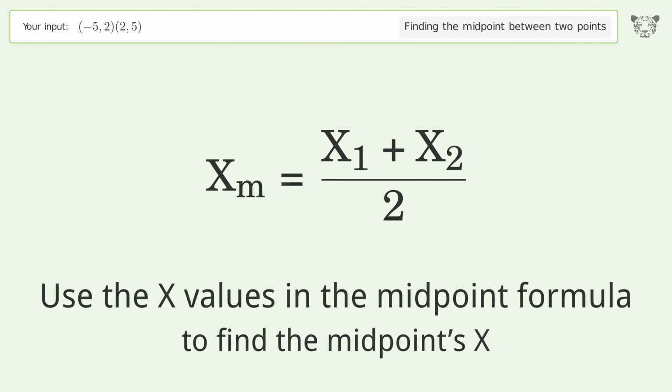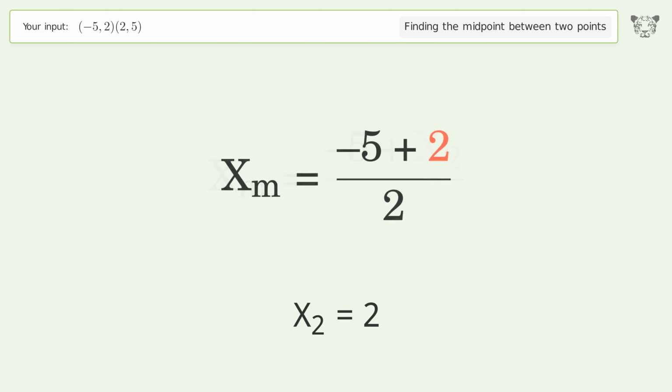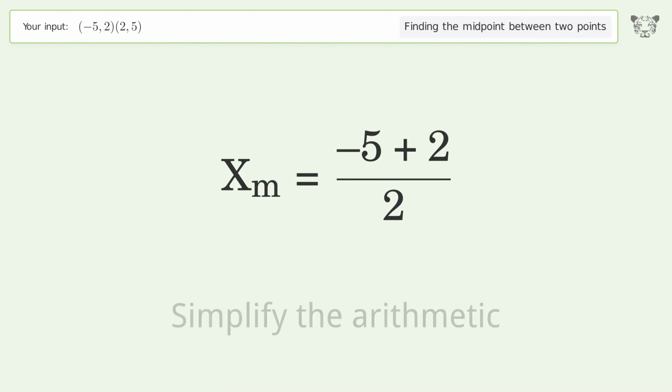Use the x values in the midpoint formula to find the midpoint's x. x1 equals negative 5. x2 equals 2. Simplify the arithmetic.